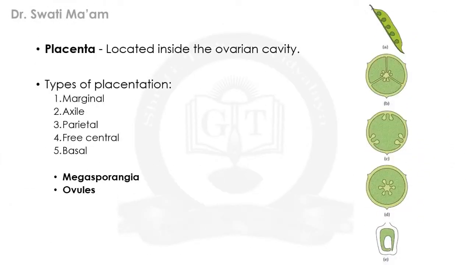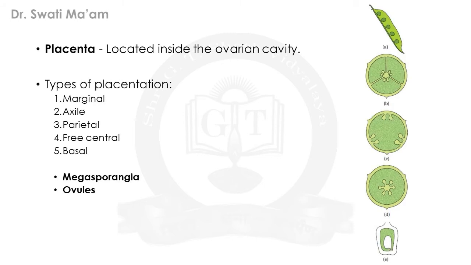Now let us recall a few terms. First, the placenta. The placenta is located inside the ovarian cavity, and we understood the types of placentation in your last standard, 11th standard. Let us recall the names. First is marginal; the diagrams are shown here. Then axile, B is showing axile, then parietal, C is showing parietal. Fourth one is free central, where the ovules are situated in the centralmost part. And lastly, basal. In basal, only a single ovule is present, and the best example is sunflower.